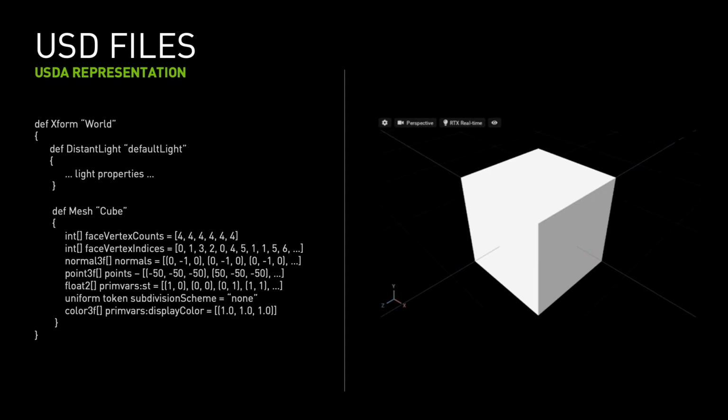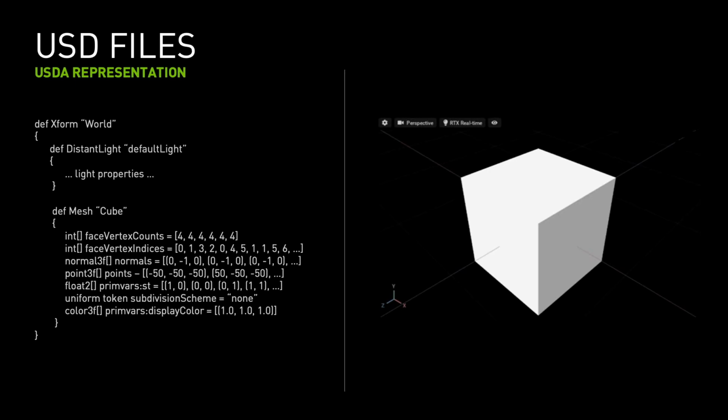So I've created a very simple USD file that just contains a light and a cube. Here, I've put the text of the file. You can see that we have defined a transform called world. We've also defined a light called default light and a mesh called cube. You can see in the render that we have a cube at the origin, and it's nicely lit from the front by our light. This is a render out of Create, the Omniverse tool.